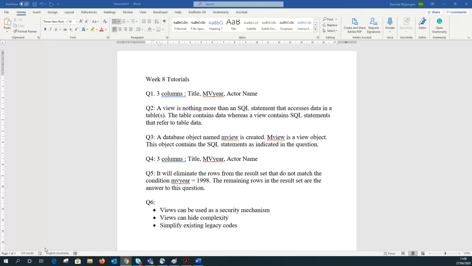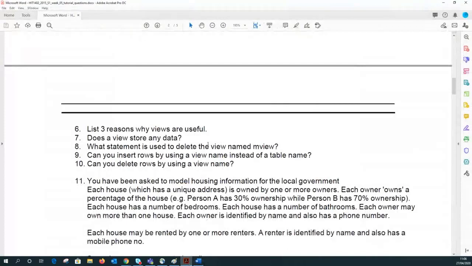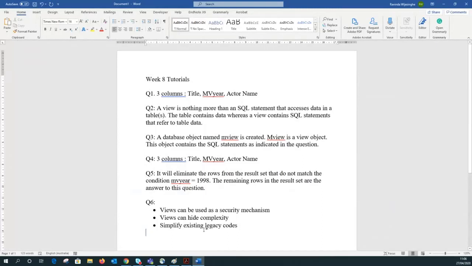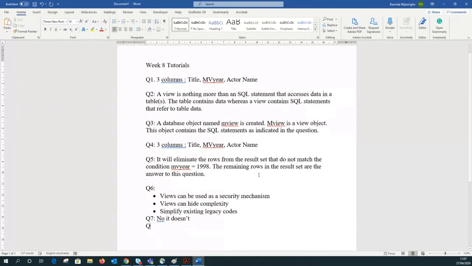Yeah, I think most of the answers you have given are correct. Right, so that is the answer to question 6. Question 7 is very straightforward. Does a view store any data? So your answer is no. No, it doesn't. Yes, that's right. So that is the question 7 answer.